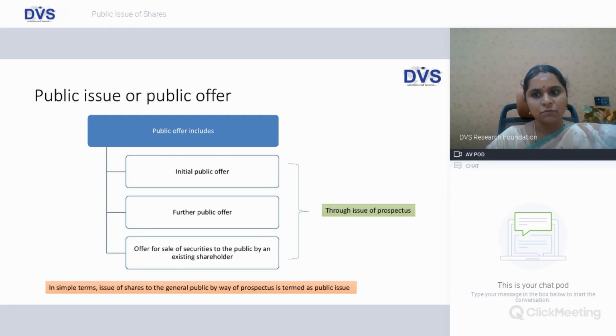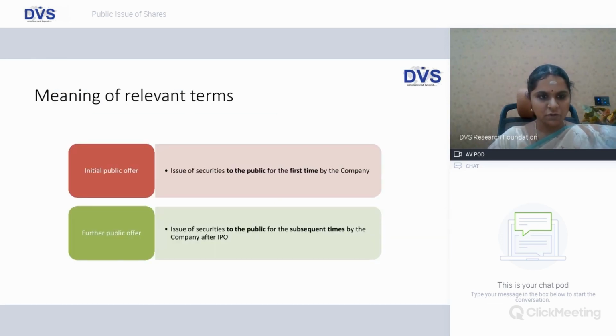The public issue could be of three types. One is the initial public offer, which you do for the first time for the public offer. In subsequent times when you make such an offer after your IPO, it becomes your FPO. Then an offer for sale of securities to the public by an existing shareholder will be construed as a public offer. All these issuances will be through issue of a prospectus, and in simple terms, issue of shares to the general public by way of prospectus is termed as public issue. So the relevant terms which we discussed just now: IPO, issue of securities to the public for the first time; FPO, issue to the public for subsequent times by the company after IPO.